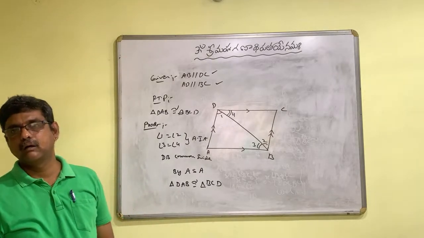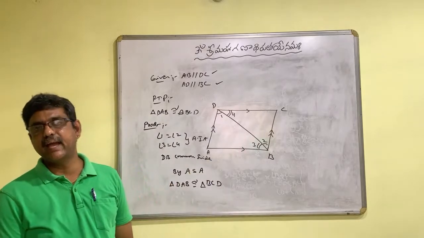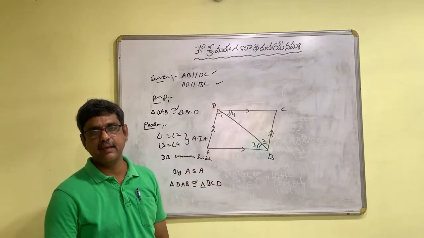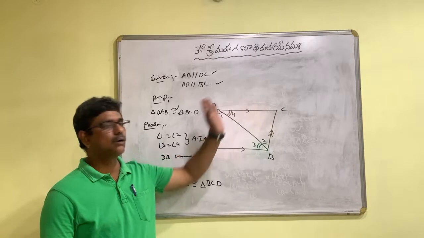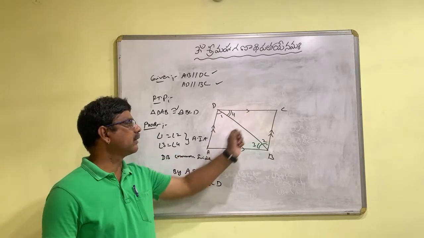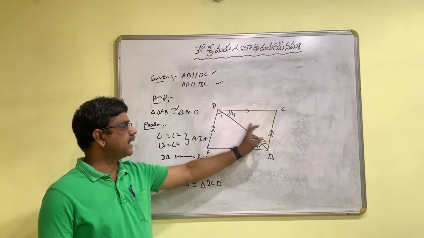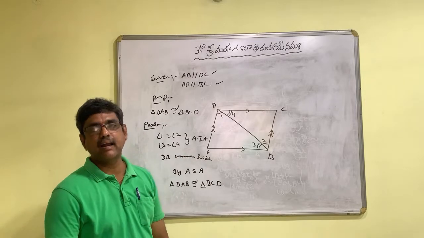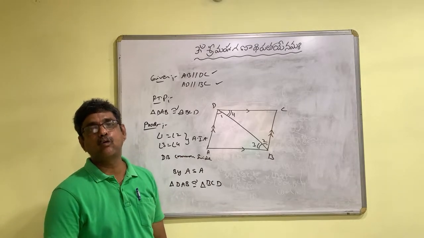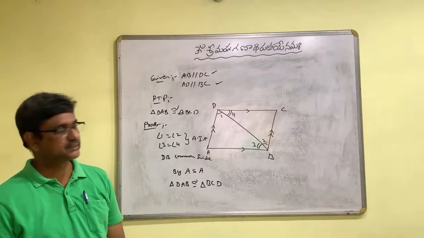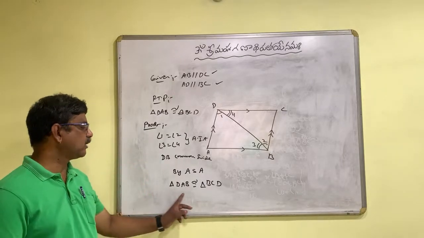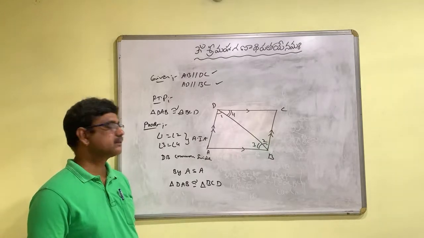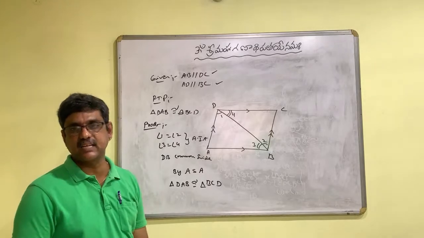So our work is done here. We have proved that diagonal DB divides parallelogram ABCD into two congruent triangles. These two triangles are congruent. By proving this, two more properties are automatically proved already. Okay, leave that for now. These two triangles are congruent, is that right? Now we need to write CPCT parts.